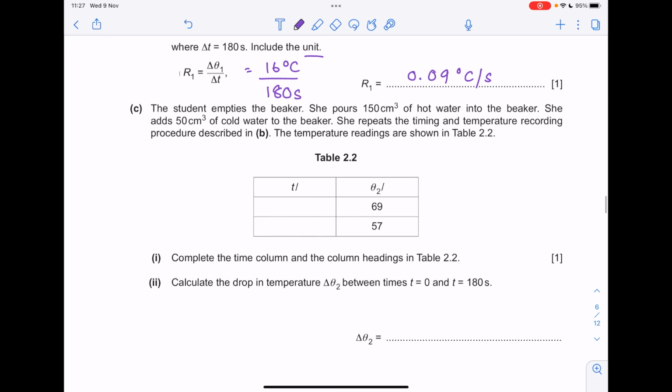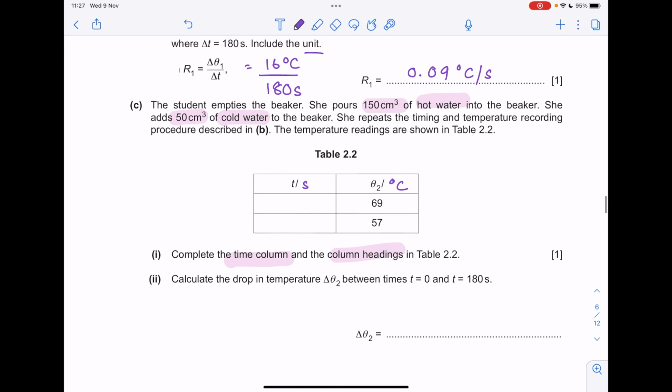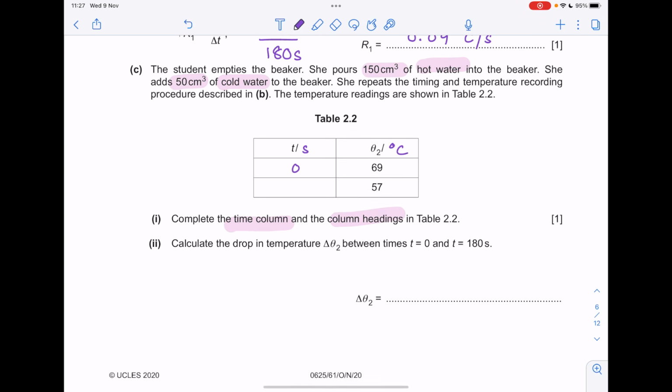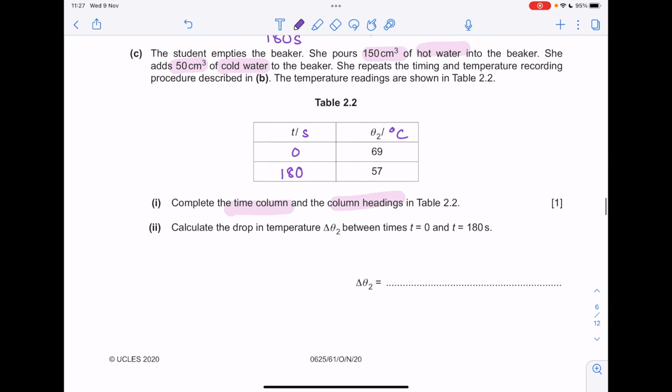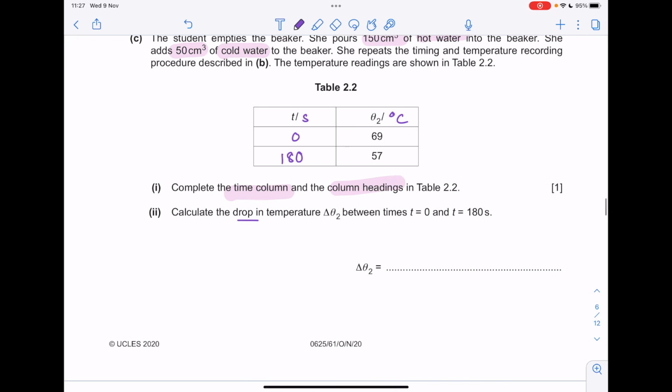The student empties the beaker. She pours 150 centimetres cubed of hot water into the beaker. She adds 50 centimetres cubed of cold water. She repeats the timing and temperature recording procedure described in B. Complete the time column and column headings, so same as before. Time in seconds, change in temperature in degrees Celsius, 0 and 180. Calculate the drop in temperature. So we do 69 minus 57 to get a value of 12 degrees Celsius.